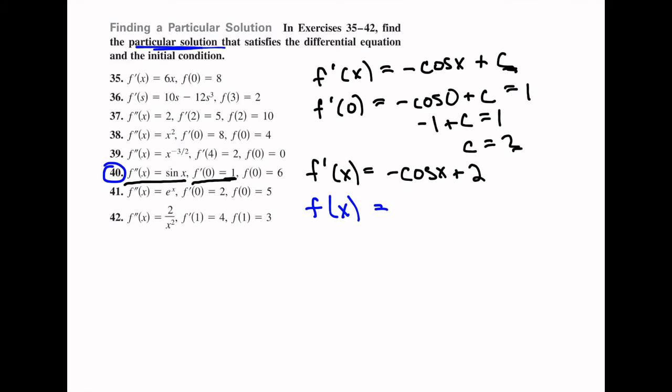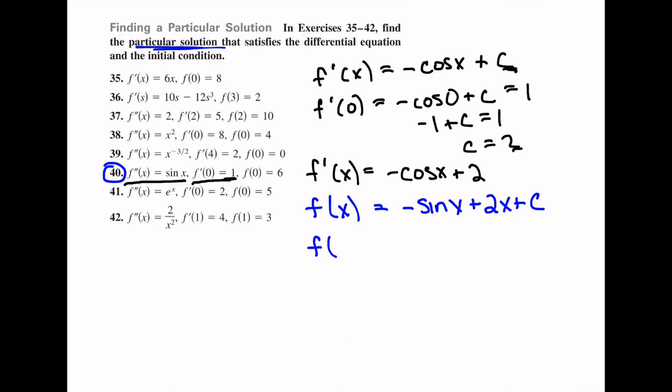So what had a derivative of negative cosine x? Negative sine x. What had a derivative of 2? That would be 2x. Don't forget your c. This is a new c, represents something different than the other one. We're just kind of reusing that constant. And now we have to solve for this c.